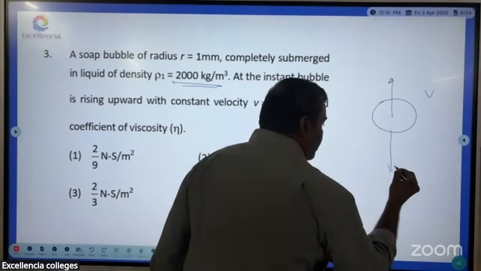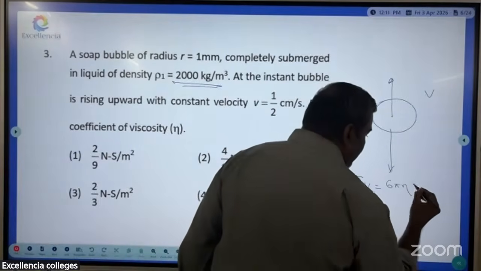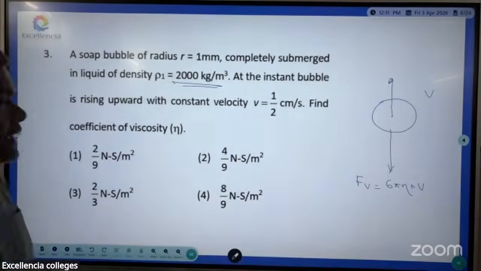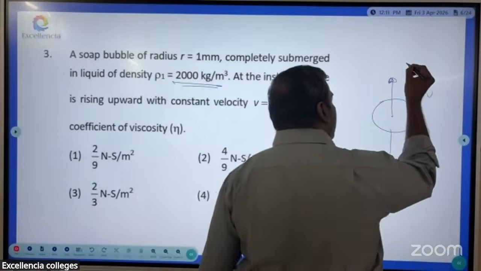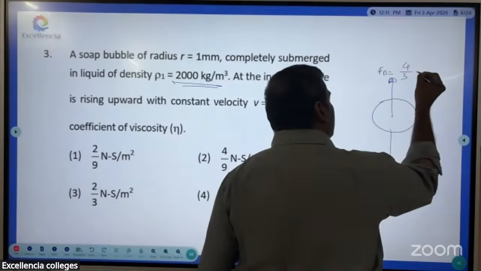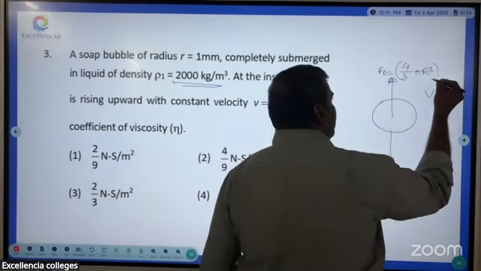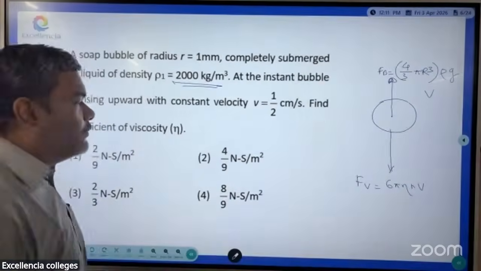It's rising up, so its velocity is upward. Therefore, the viscous force, according to Stokes law, should be 6 pi eta R V, and that will be acting in the downward direction. It is rising up because it is displacing water. So there will be a buoyant force acting here, and the value of that buoyant force is going to become 4 by 3 pi r cube, that's the volume of the liquid displaced, into density into g. So this will be the buoyant force acting.